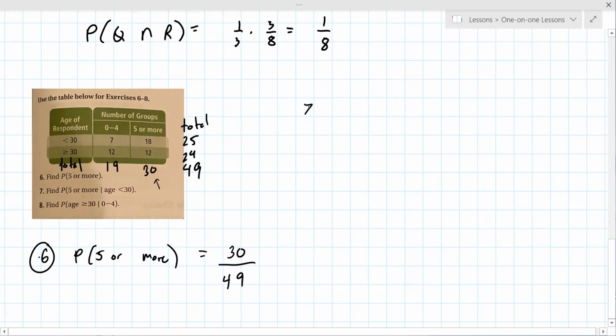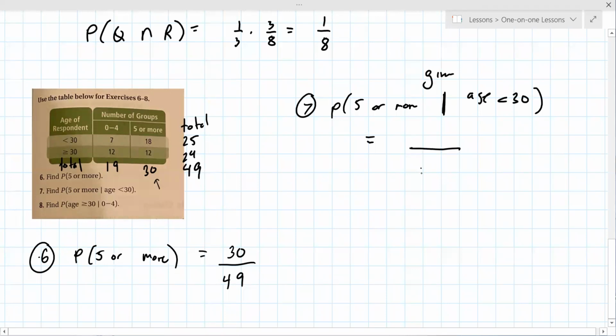Okay. Number 7 is the probability of 5 or more, and then that vertical bar means given age is less than 30. So the way you interpret this is you figure out, well, what does that second part mean? What is the age less than 30? Well, that's this row right here. So in that row, it's out of 25 because that's your total. In that row, how many are 5 or more? 18. So what this does is it changes this number down here. Okay. Yeah, that makes sense. 8.